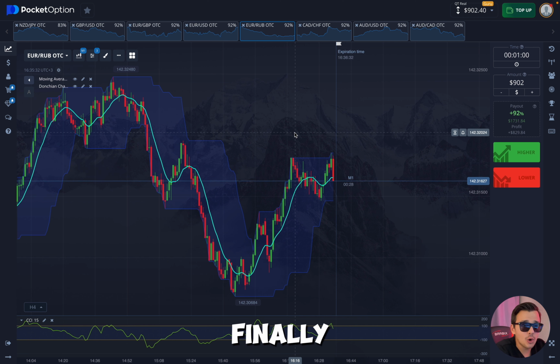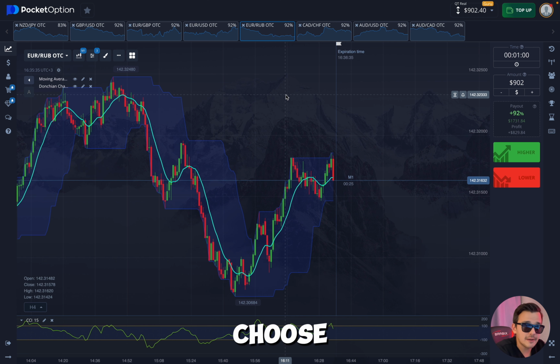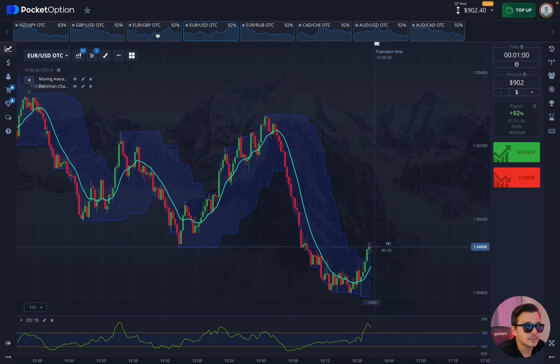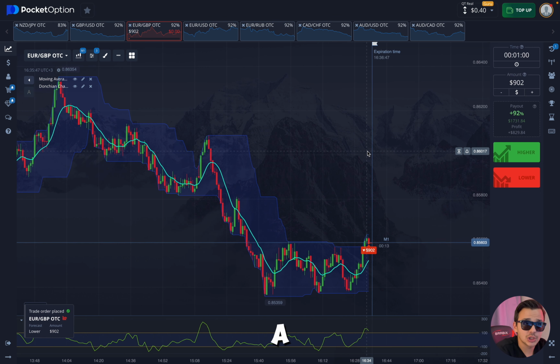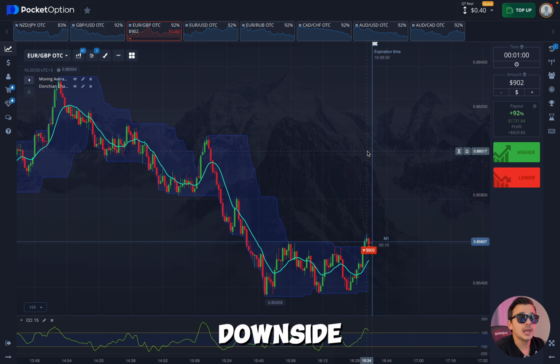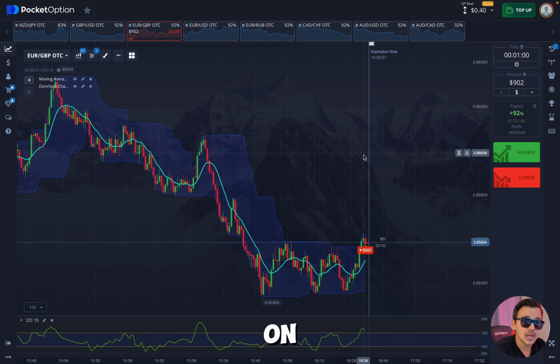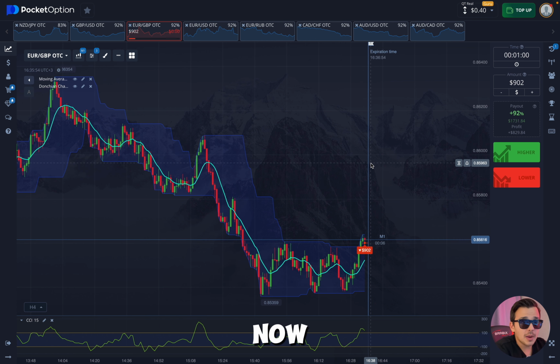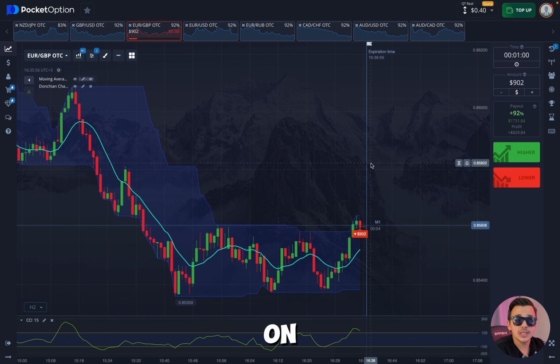So let's finally open one more position and choose the following currency pair. And probably here the trade will be opened on the downside. Here we already opened a trade on the upside, yes. But now I prefer to open a position on the downside.